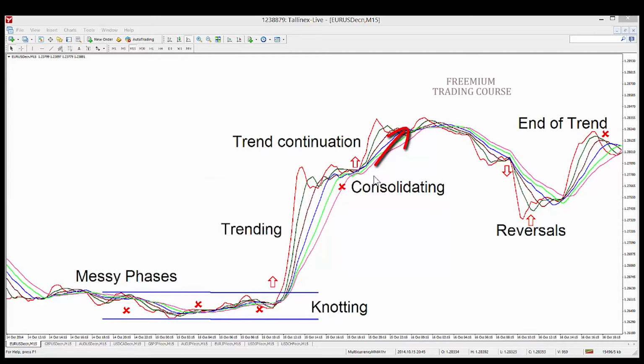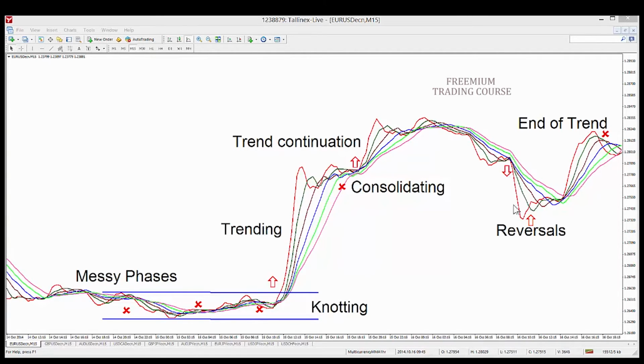After consolidation, the market can either reverse or continue. In this particular case, we're getting a very clear multiple moving average signal that there is a trend continuation. These specific signals will be covered in future lectures. Then here's another example of a trend continuation signal.